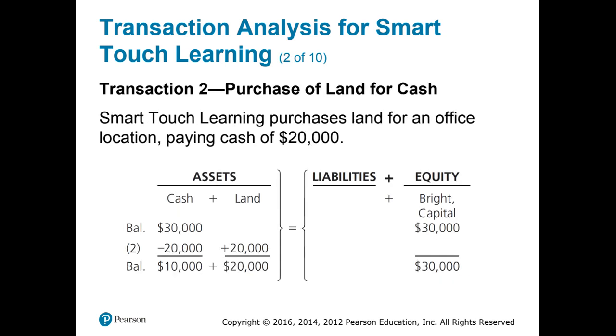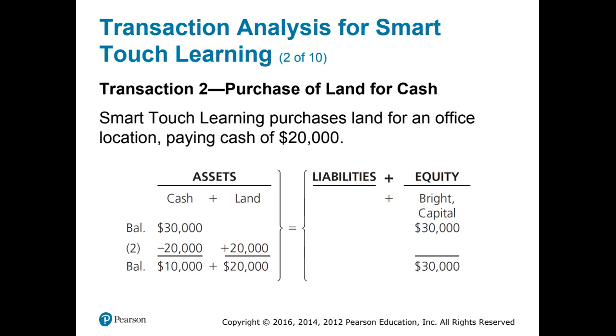So we have purchased land for cash. In this transaction, the business purchases land for an office location. They pay $20,000, and this transaction affects our accounting equation as follows. First we're going to identify the accounts and the account types. The two accounts involved are cash and land, and both of those are assets.